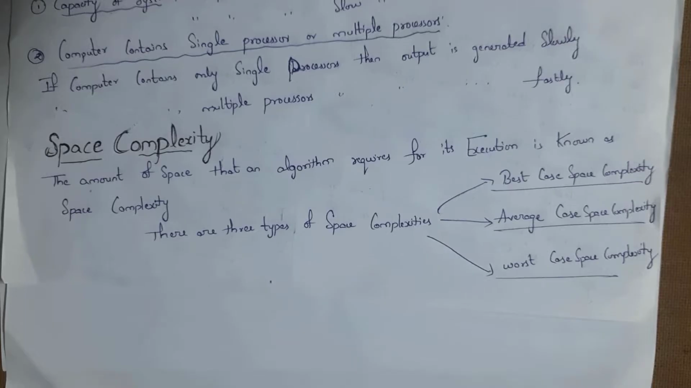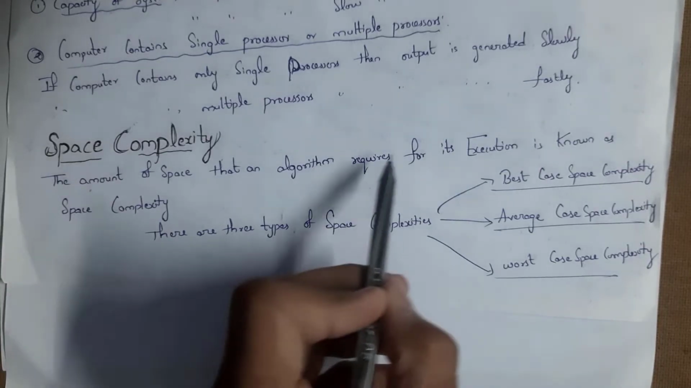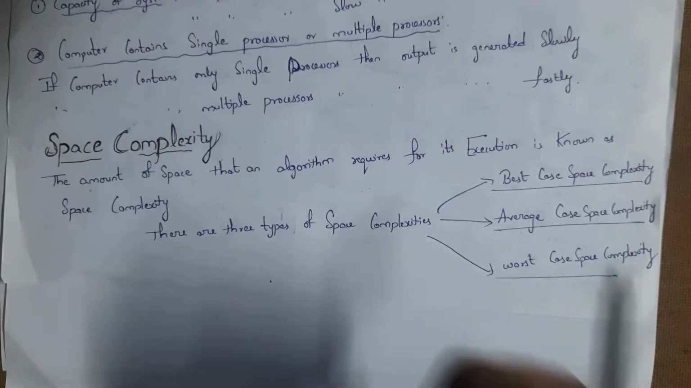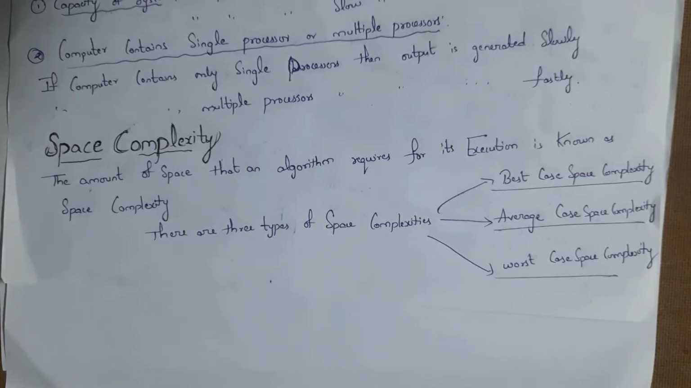Next topic is space complexity. Space complexity is same as time complexity, only difference is that in place of time we need to write space. So definition of space complexity is: amount of space that an algorithm requires for its execution is known as space complexity. Same as time complexity, space complexity is also classified into three types. First one is best case space complexity, second one is average case space complexity, and third one is worst case space complexity.